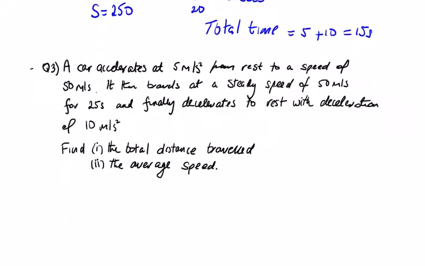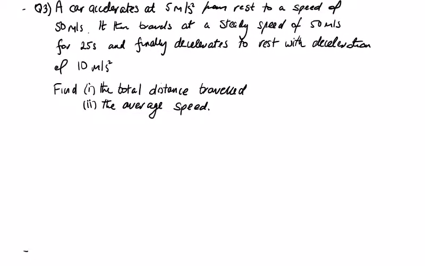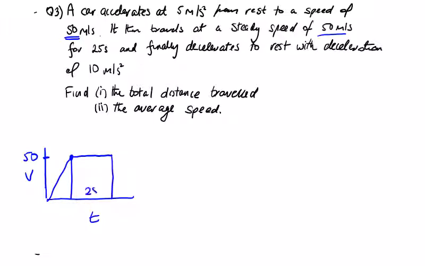Okay, let's have a look at number 3. A car accelerates at 5 meters per second squared from rest. So let's have a look here. Time, velocity, again, it's going up and it's reaching a certain speed. Speed is 50 in this case. And we're told A, so just give me my triangle there. It then travels at a steady speed of 50 for 25 seconds. So they're giving me the time interval here, 25.